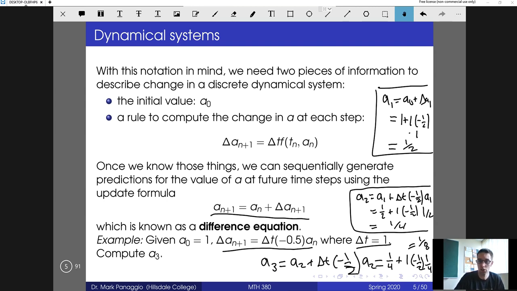Okay, so that's how we can actually use the formula once we've filled in the initial value and the change. Essentially, you have to go one step at a time. Given the initial state, you find a1. Given a1, you find a2. And given a2, you can find a3. And you'll notice that if we wanted to find a100, this would be a very tedious process. And so one of the techniques that we're going to use down the road is to use a computer to do all of this rather tedious work for us.